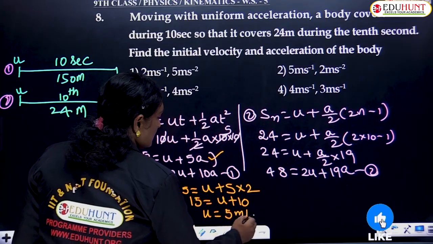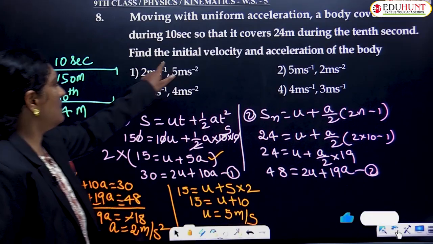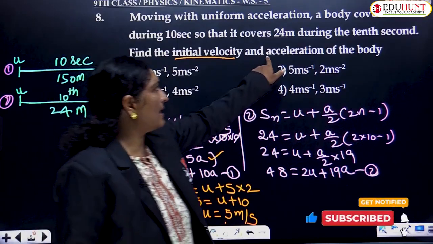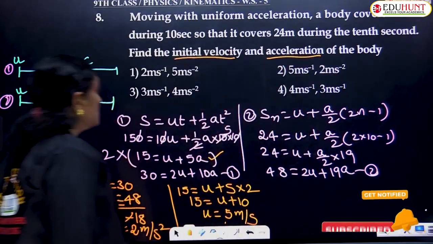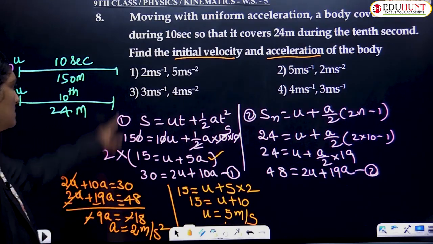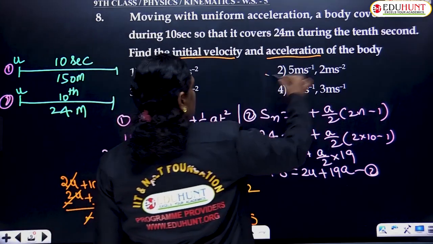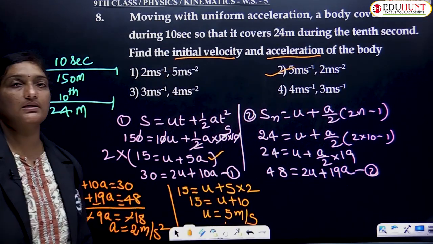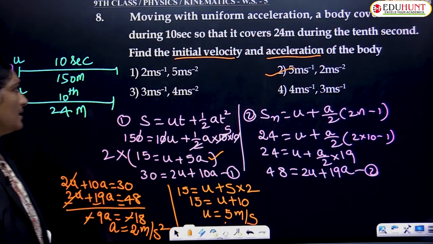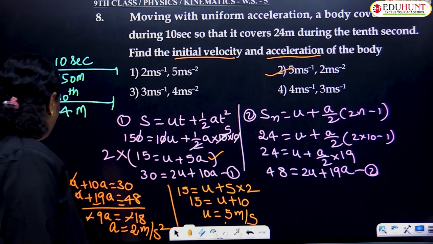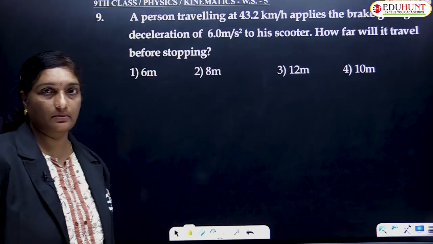5 meter per second. So the initial velocity was found to be 5 meter per second, whereas the acceleration was found to be 2 meter per second square. Hence 5, 2 is your answer. Your answer is the second option. 5 meter per second is initial velocity and 2 meter per second square is your acceleration. Okay children? Well, moving to the next question.